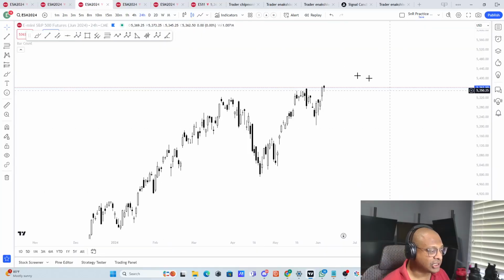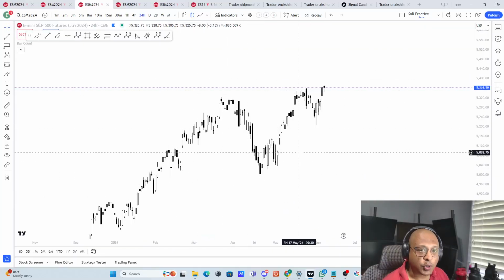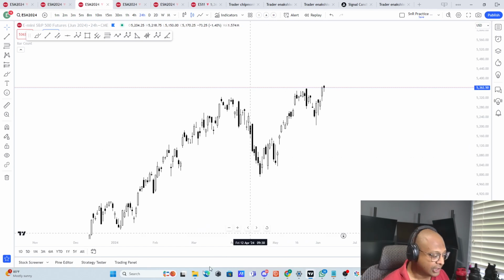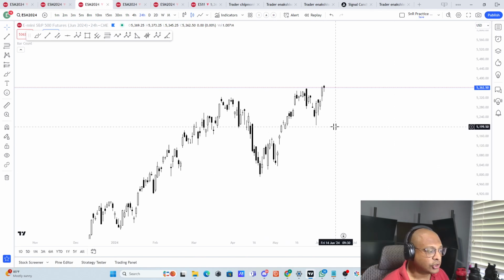If this is my chart, what are you looking at in the chart? What information are you looking for in the chart? You have time on the bottom axis, and on the vertical axis, you have price. Right? So you are looking at the price of a specific instrument at a given point of time.